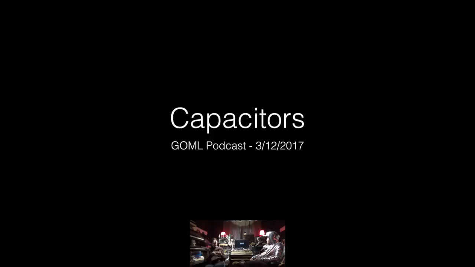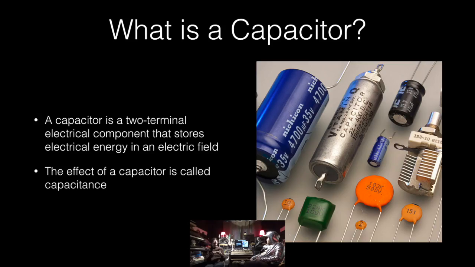Okay. So capacitors. What is a capacitor? A capacitor is a two-terminal electrical component that stores electrical energy in an electric field. Simple. So you pipe electricity into it and it holds on to it. Yep. So the effect of a capacitor is called capacitance. How does it hold the electricity? Well, I'm getting to that.